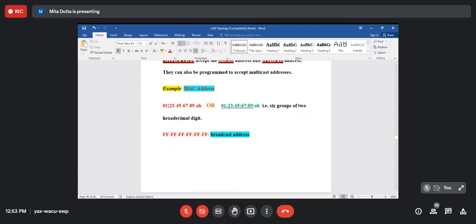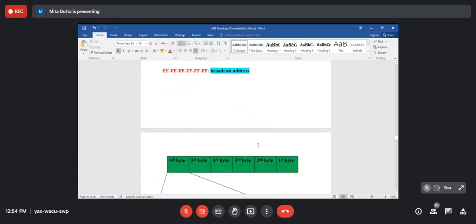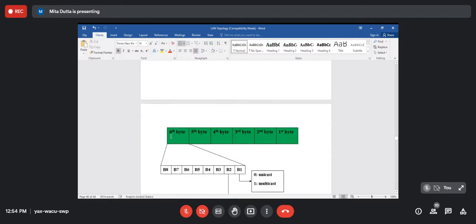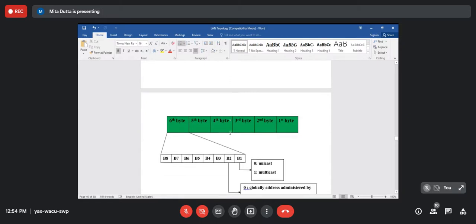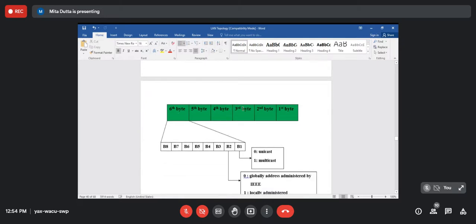This can be written separated by dash or by colon. These are hexadecimal: 01 hex, 23 hex, 45 hex, 67 hex, 89 hex, AB hex, if it is a MAC address, and if it is a broadcast, all are FF. Now these are the 6 bytes address. We have either source address or destination address, source node or destination node.